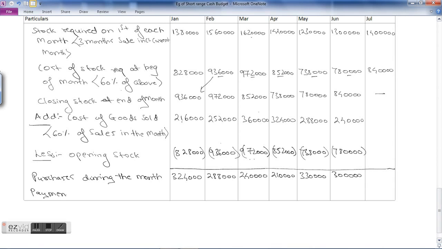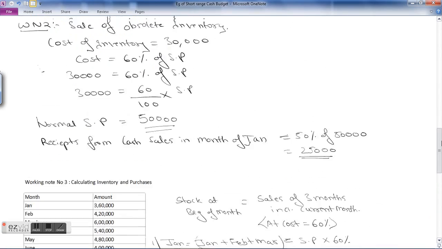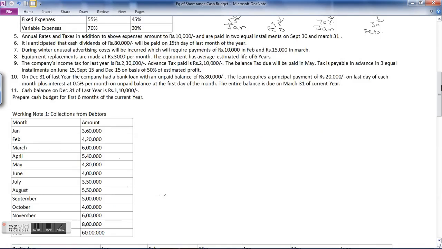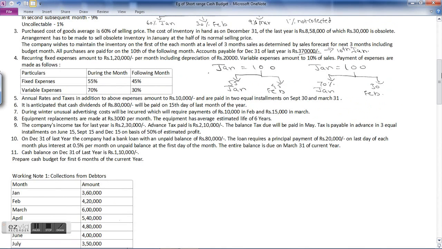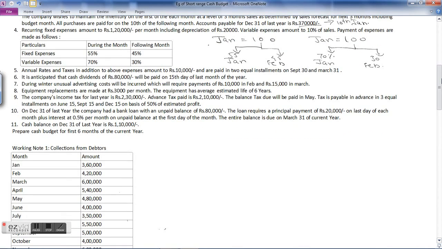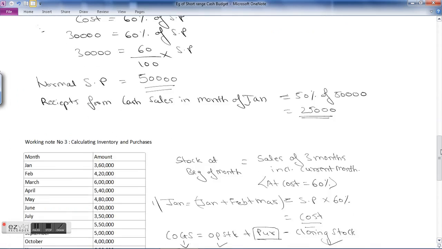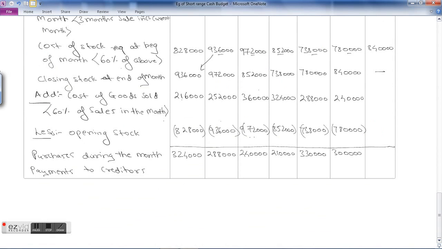Payments to creditors. So what will be the payments to creditors? So in the month of Jan, okay, whatever was the balance as on December, we are making that payment. So what is the balance in the December? 3,70,000. You can see it in the third point. Okay, so that we will make it in Jan, right? That payment. So payment to creditors in the month of Jan is 3,70,000.